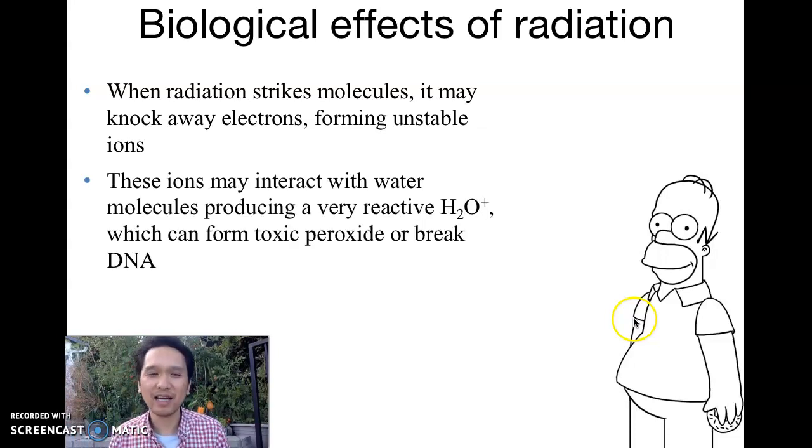So these ions actually will interact with the water molecules in your cells, in your body, and it will form a very reactive molecule or ion called H2O+, something that we haven't seen. We've only seen H2O. It's neutral, but this one has an electron popped out, so it's H2O with a positive charge. Now this guy can form things like toxic peroxide, or it can interact with your DNA and break the bonds in your DNA.